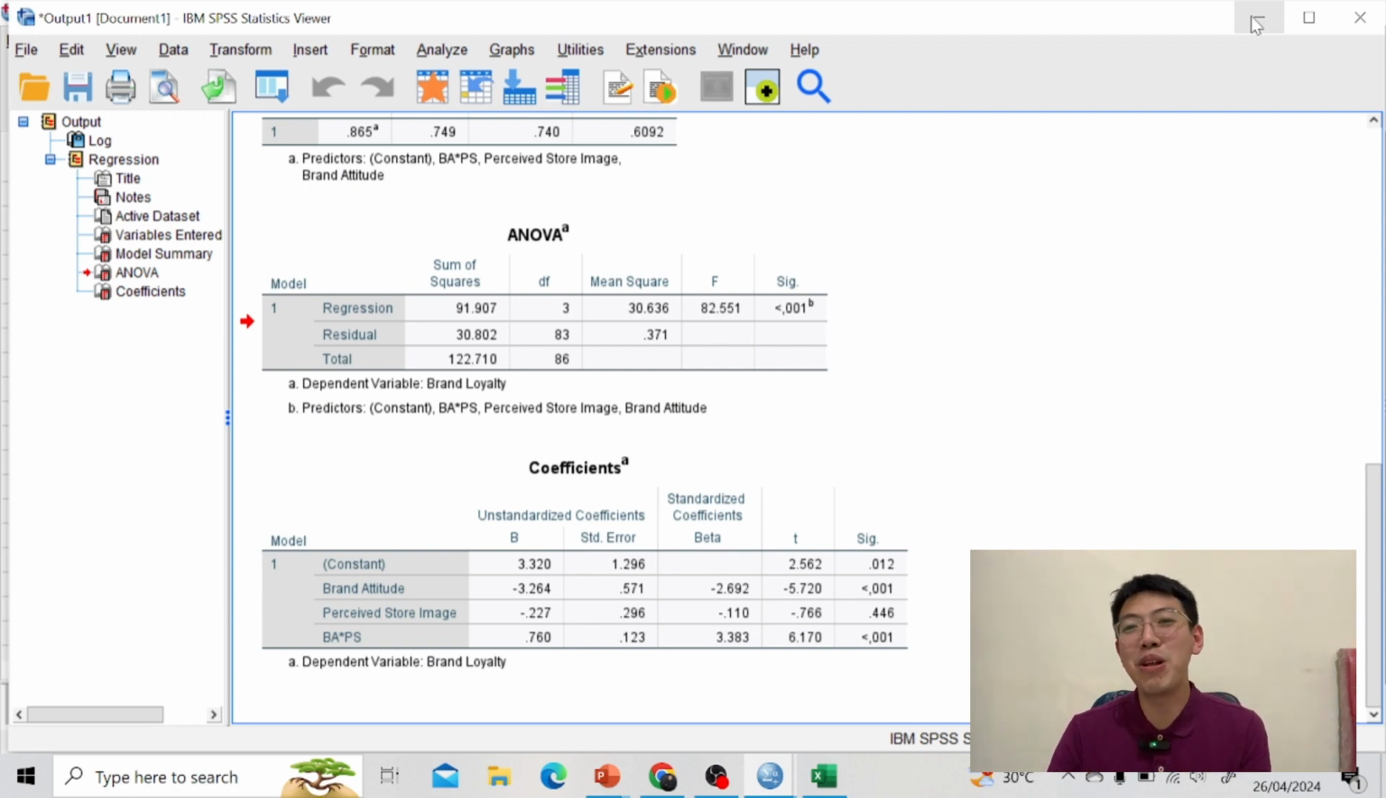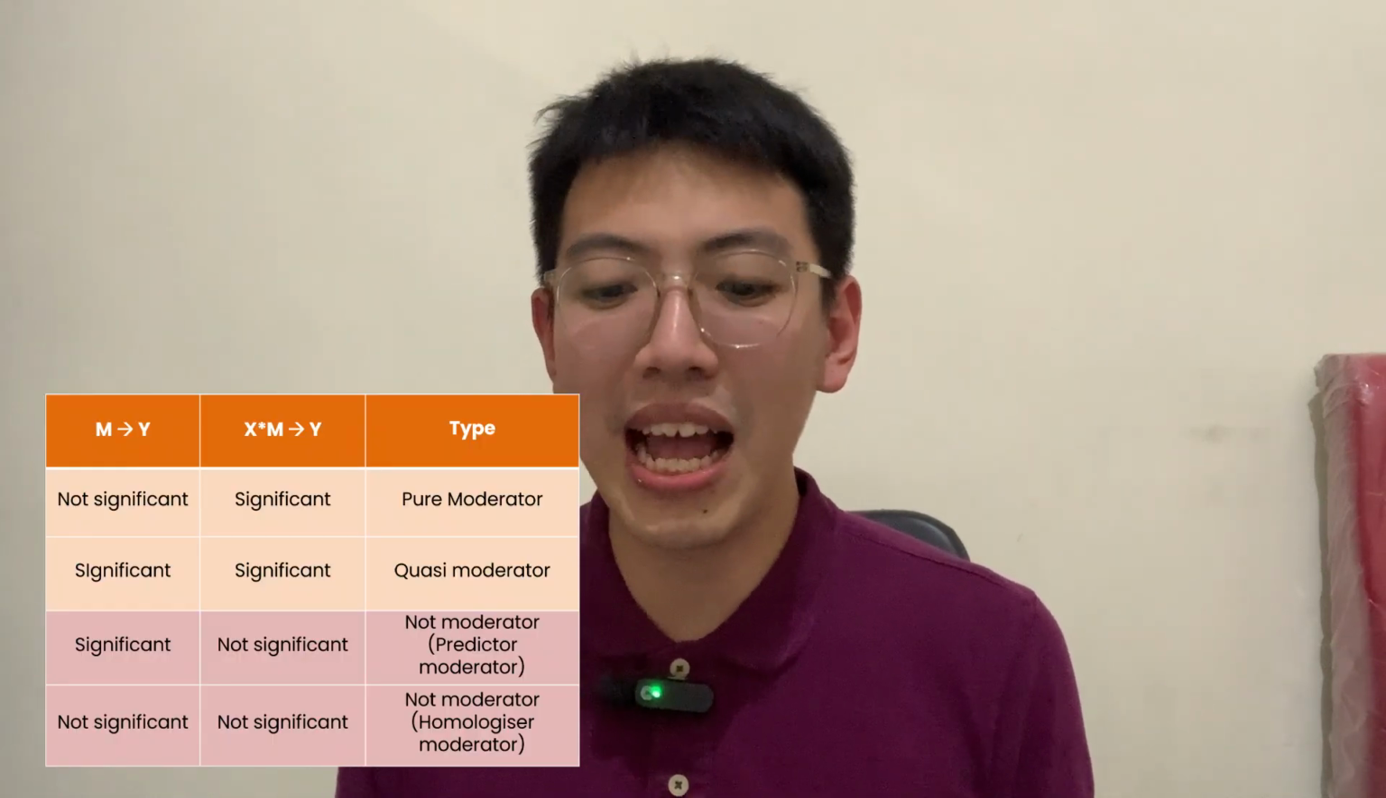However, sometimes people only interpret for higher level of moderating variable only. So generally, we can conclude that perceived store image can weaken the negative effect between brand attitude and brand loyalty. Now, for moderating variable, there are several types as well. There are several types: the pure moderator, the quasi-moderator, and not moderator.